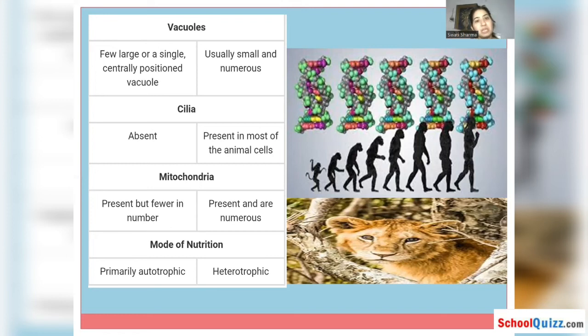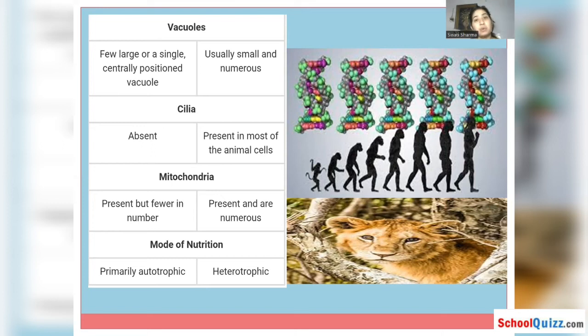If we talk about cilia, cilia are absent in case of plant cell, as we know that there is no requirement for movement in case of plant cell. But if we talk about animal cell, there are a lot of cilia present in animal cell which are necessary for the locomotion and movement of the animal cells.